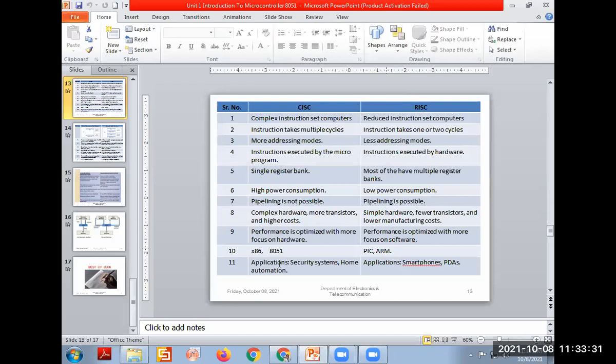And where it is used: security systems, home automation. Any project can use both, but more specifically, for all embedded applications we use PIC and ARM type RISC machines, where we need smart applications, smart automation systems, all this. Please note down all the differences, both the differences here, fast. Make it fast.